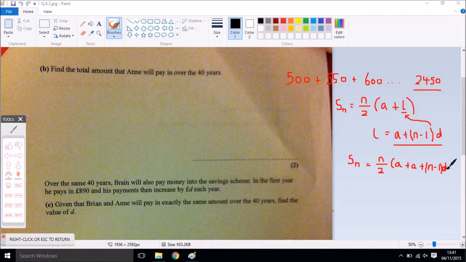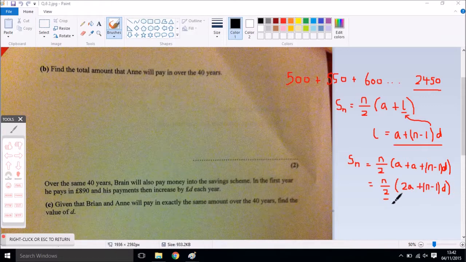So all multiplied by d. And as you can see here, as we have A plus an A, you can simplify that. What that gives you is n over 2 stays as it is. The only bit you can simplify here is the 2a, so you get 2a and then the rest of it, so n minus 1 multiplied by d.